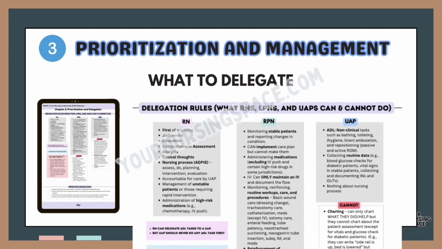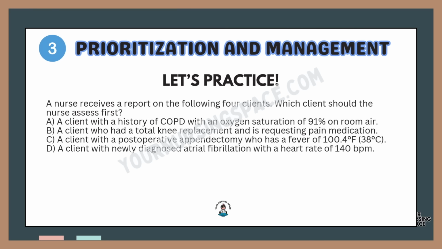Imagine you're on a night shift and a patient suddenly drops their oxygen sats to 88% while another asks for pain meds. ABCs tell you to grab the oxygen first. So your takeaways are: ABCs first, then acute, fresh, unexpected. RNs think, LPNs do, UAPs help, and always protect the patient first. You've got the tools now to ace the NCLEX and shine as a nurse, so trust yourself and go make a difference. Let's practice some questions on the priority and management topic.